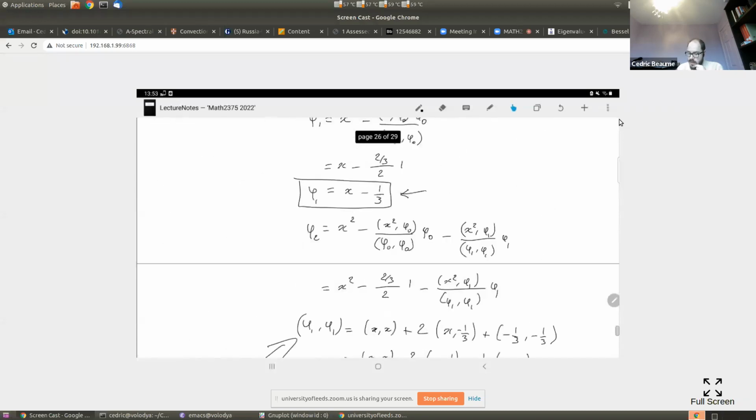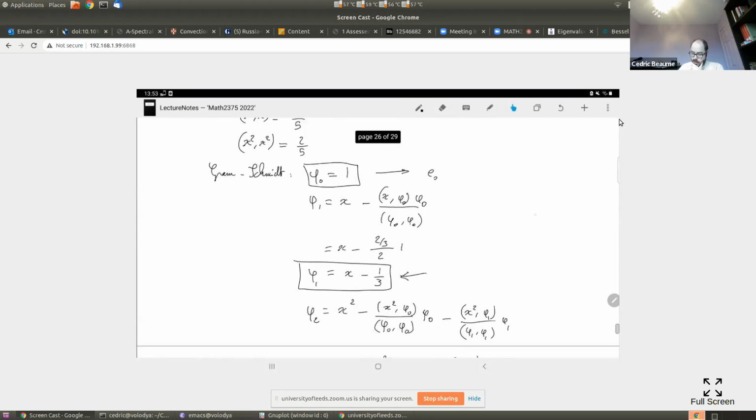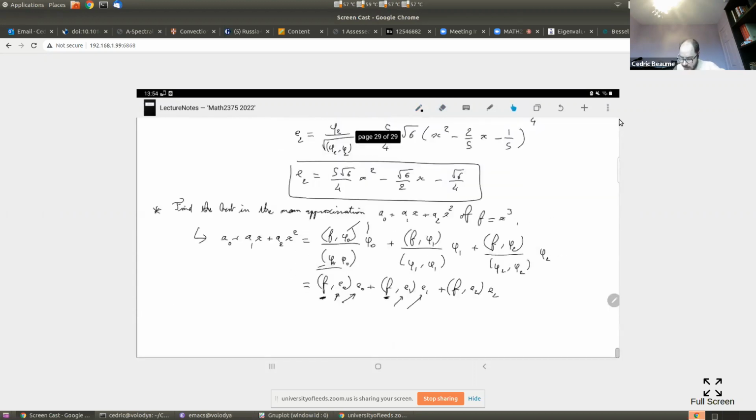The same thing goes when you do the Gram-Schmidt decomposition. Say you normalize E0 immediately, so immediately you get phi0, immediately you get E0. Then when you do your Gram-Schmidt decomposition, you can immediately write, instead of that stuff for phi1, you can write E1 equals... actually, can we? No, you can't. So I'll shut up there.